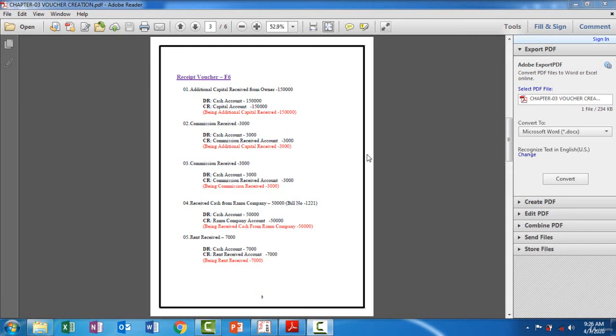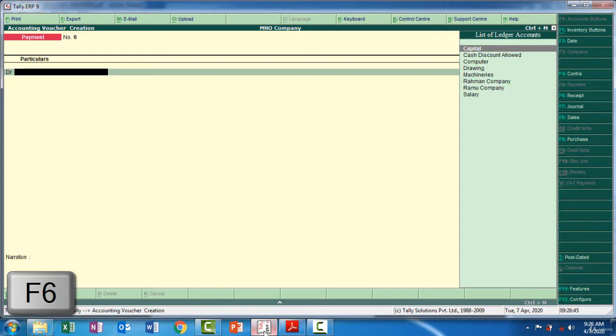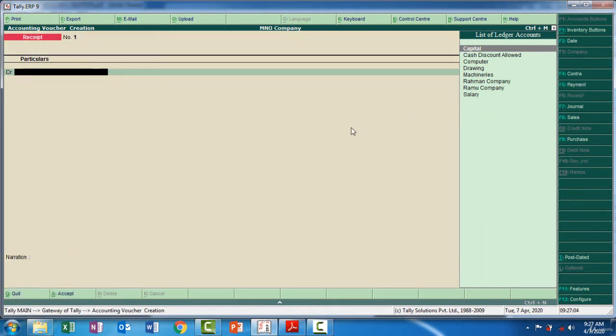Now we are going to look at the receipt voucher transaction. The shortcut key for the receipt voucher is F6. If you click receipt, the receipt voucher will be activated. Otherwise, with the keyboard F6 key, the receipt voucher will be activated. So now I click receipt voucher.